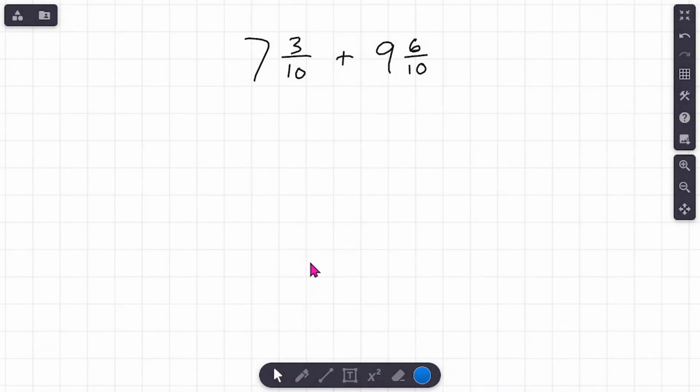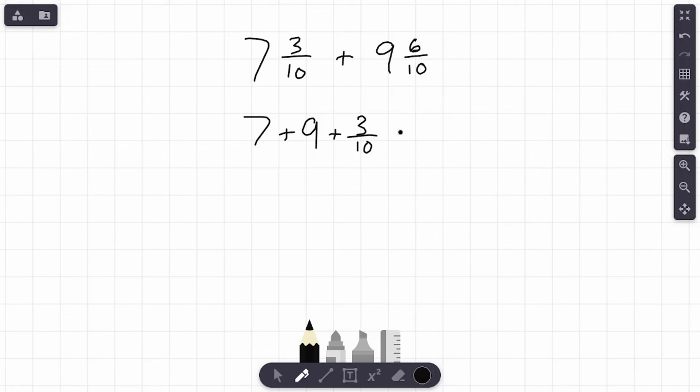Another problem for you here on the screen. We've got 7 3/10 plus 9 6/10. So we've got some big numbers here. Feel free to try this one on your own. First thing I'm going to do is rewrite these mixed numbers. I'm going to group the numbers together just so we know what we have. I've got 7 wholes, and I'm adding 9 wholes to it, and I'm adding 3/10, and I'm adding 6/10.